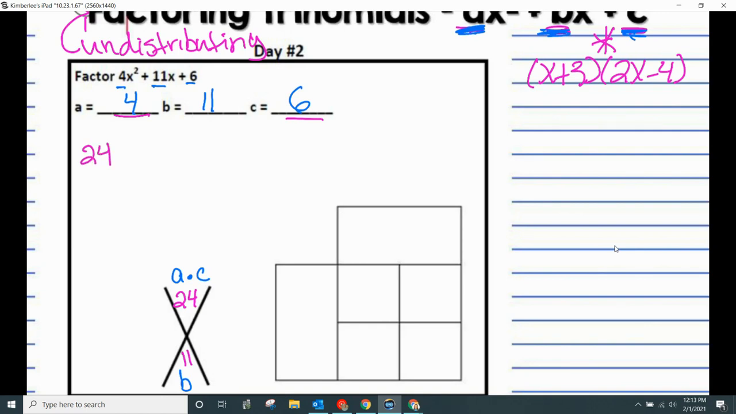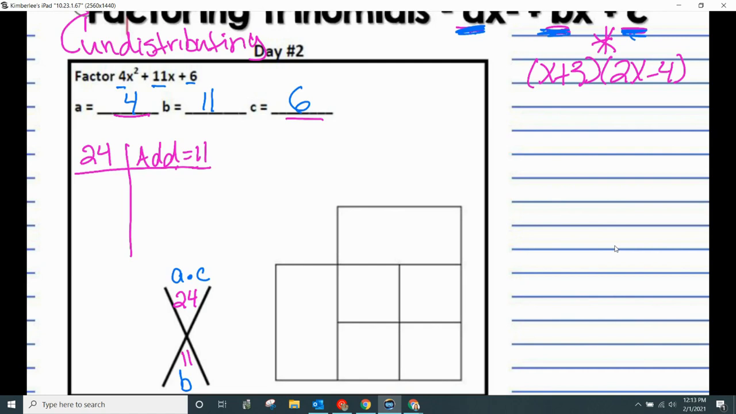So I need to find 2 numbers that multiply to be 24, but when I add those same 2 numbers up, I want it to equal 11. Okay, now hang with me. I like doing this. It's actually kind of like a riddle. So we're going to camp out here doing these problems for a little while. I need to find 2 numbers that when I multiply them, I get 24, but when I add them, I get 11. So here we go.